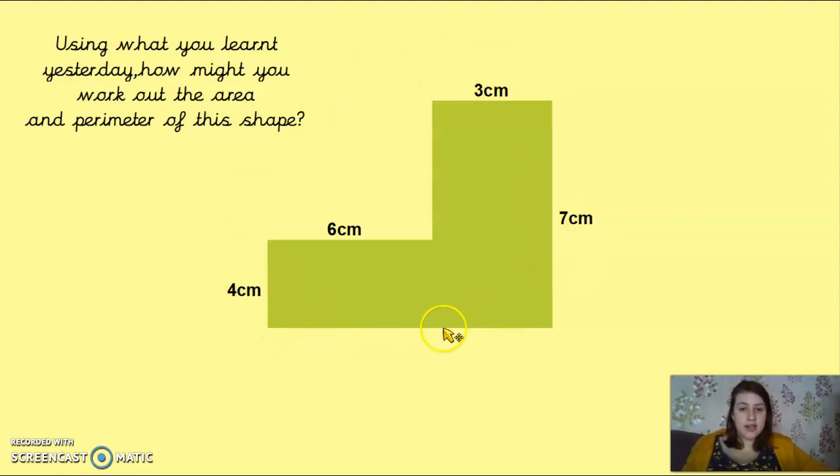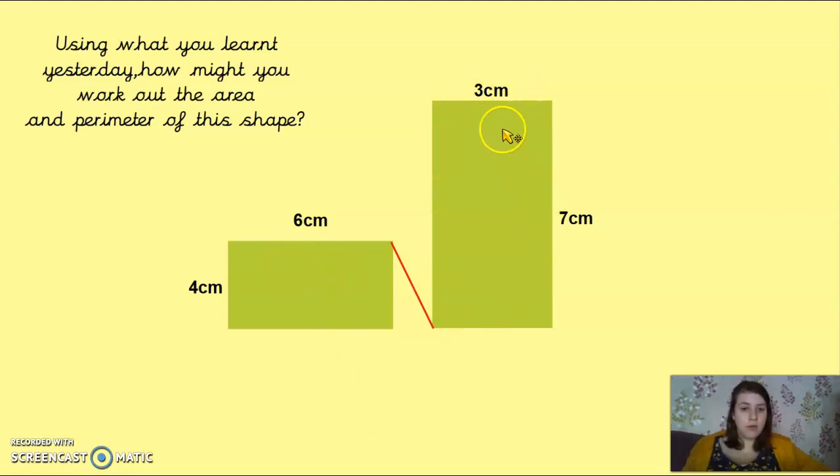Now, if you visualize this shape, I can see it as 2 separate shapes. And I'm going to show you what I mean here. So if I got a line and I drew a line down here, I've now got 2 separate shapes. I have got 2 rectangles. So if I magically was to separate this shape, it would look a little bit like this. So we've got 1 rectangle here and 1 rectangle here.